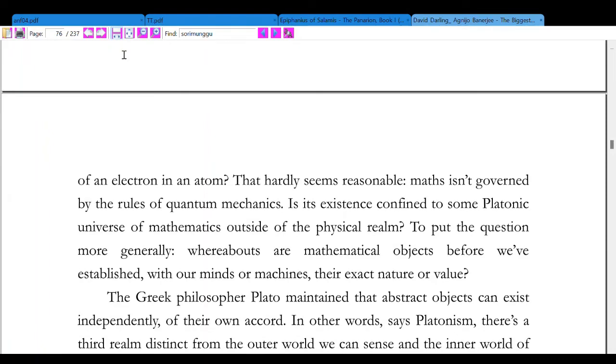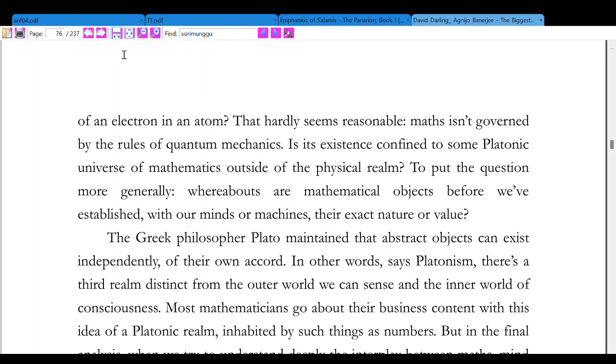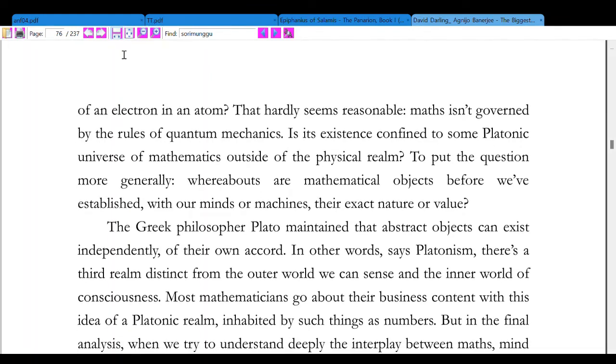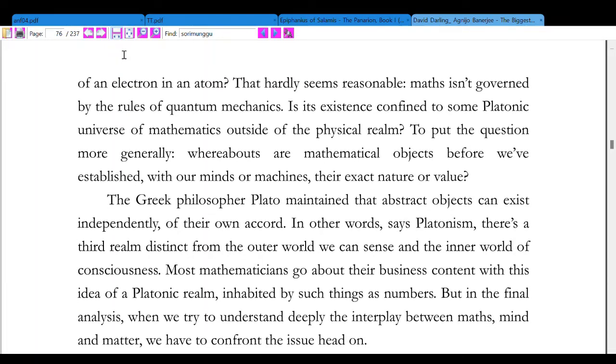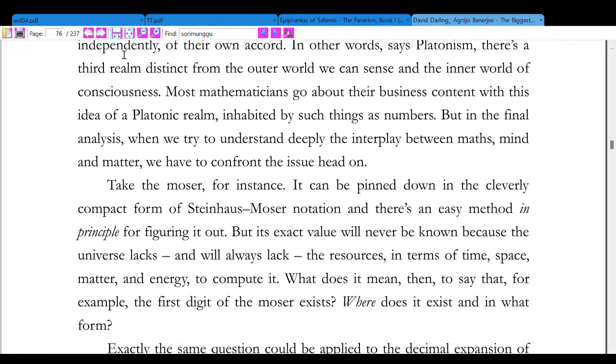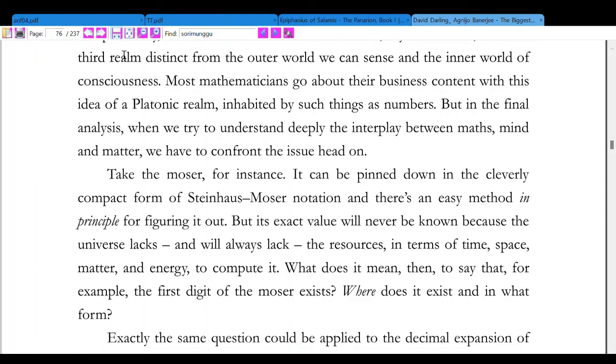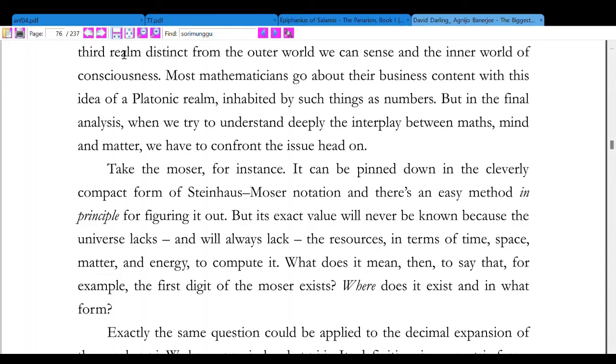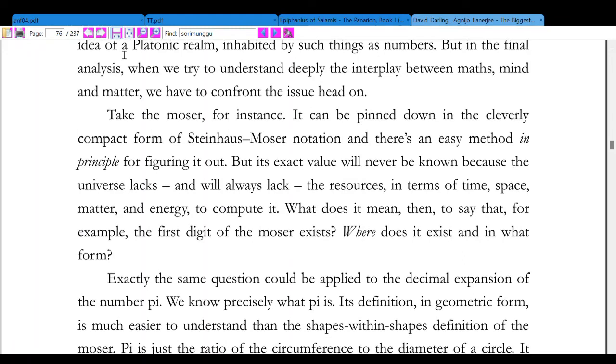That hardly seems reasonable. Math isn't governed by the rules of quantum mechanics. Is its existence confined to some Platonic universe of mathematics outside of the physical realm? To put the question more generally, whereabouts are mathematical objects before we've established with our minds or machines the exact nature of their value? The Greek philosopher Plato maintained that abstract objects can exist independently, of their own accord. In other words, says Platonism, there's a third realm distinct from the outer world we can sense and the inner world of consciousness. Most mathematicians go about their business content with the idea of a Platonic realm inhabited by such things as numbers. But in the final analysis, when we try to understand deeply the interplay between maths, mind and matter, we have to confront the issue head on.